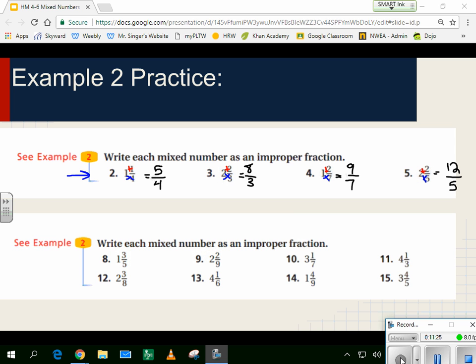All right, and those are the 4 improper fractions you should have made based on our mixed numbers that you had. If you got all those right, give yourself a high five. I know it sounds funny, but I want to see what it looks like as you're giving yourself a high five.